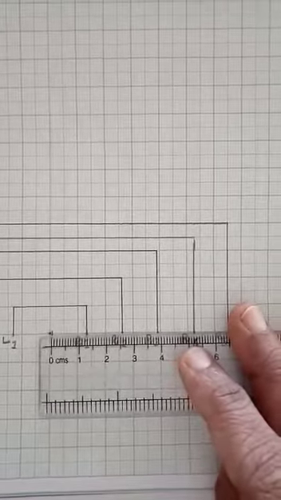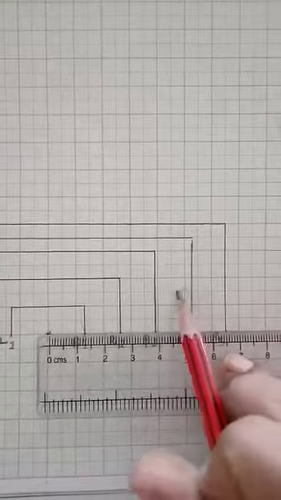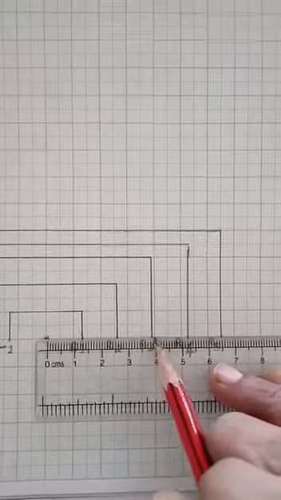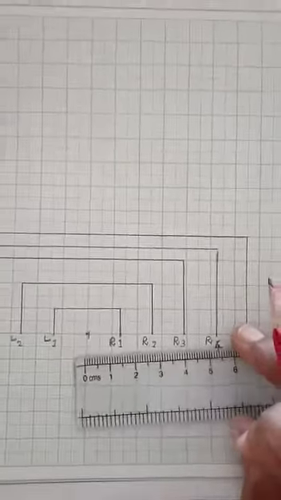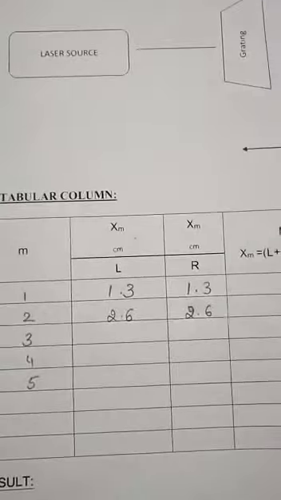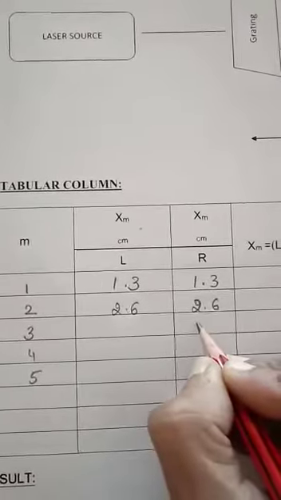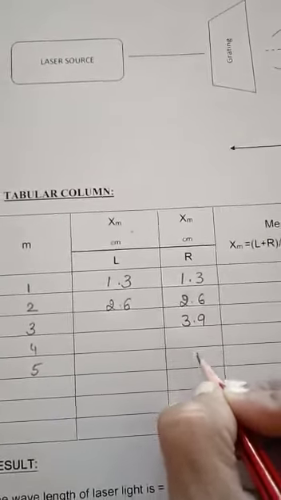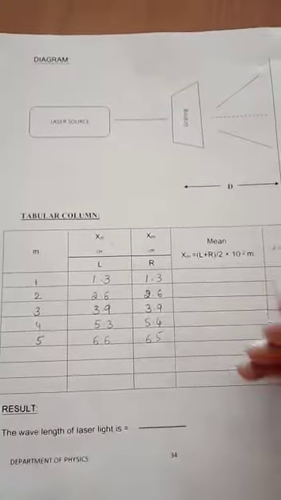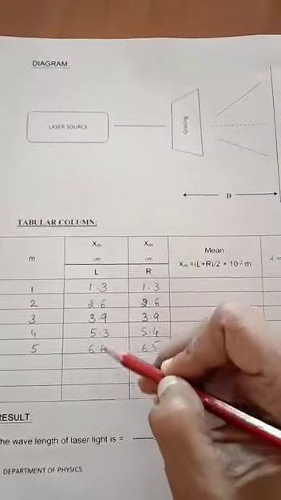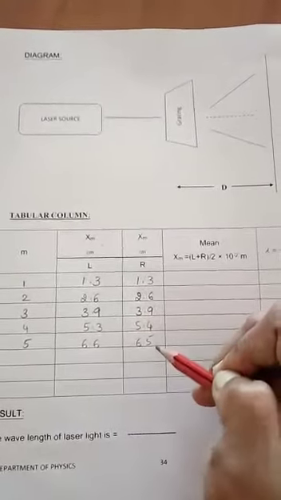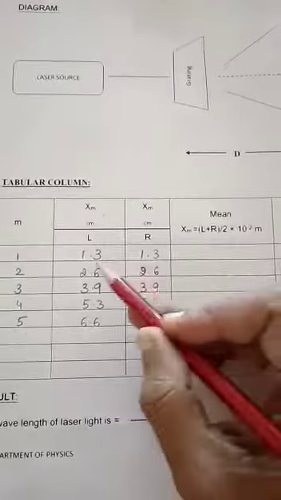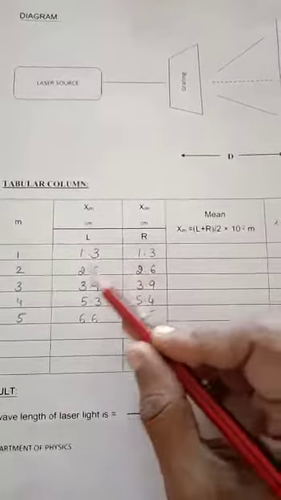Now measure the distance from the center spot to the third order. It is coming as 3.9 towards the right side, and similarly you measure for the left. Tabulate the reading here as 3.9 towards the right side. Complete the remaining tabular columns by measuring. Now we have got the readings from the spots. The tabular column has been filled the same way as for the first, second and third order. So these are the readings.